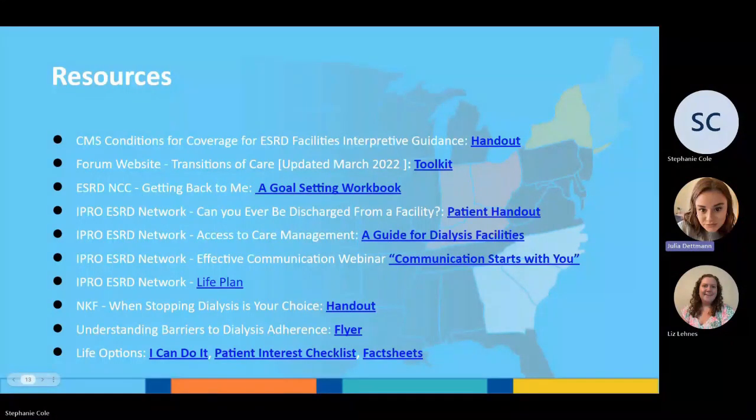And as Liz previously outlined, we do have some resources available that can be downloaded. These are also available on our website. We have everything from can you ever be discharged from a facility, access to care management, a webinar on communication, and things on life planning. So we do really encourage everyone to go ahead and check these out, print them out, and give them to patients.